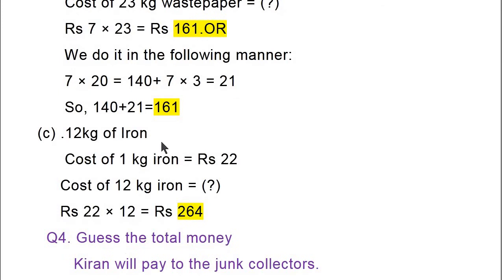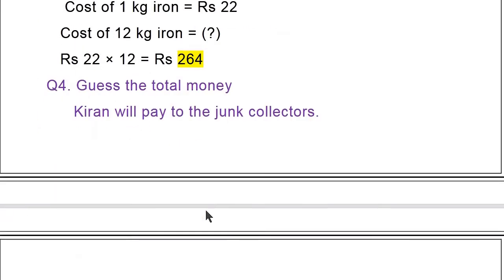Now 12 kg of iron. Cost of 1 kg iron is equal to 22. So the cost of 12 kg iron is equal to how much? 22 into 12 is equal to 264. 12 into 20 is 240 and 12 twos are 24. 240 plus 24 is 264.